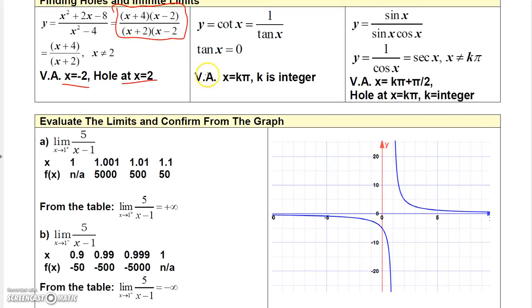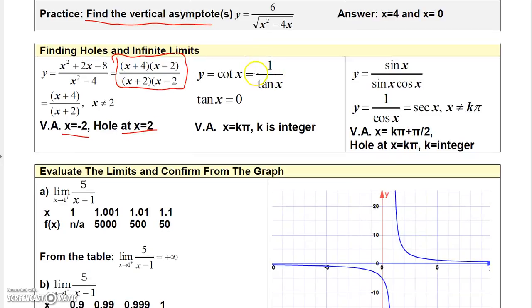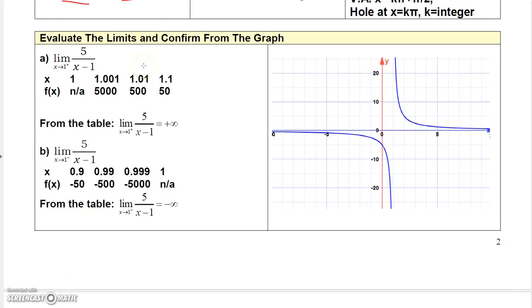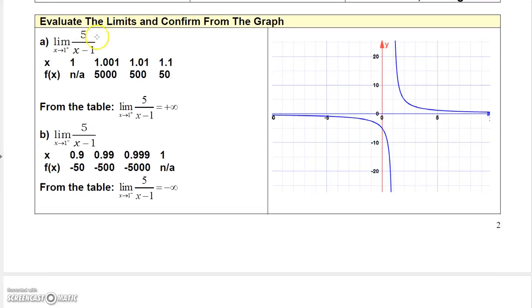Okay. So now this one, you can skip this one. I'm not sure why these got put in here. I should have removed them because we don't do trig. Okay, so now the way you evaluate limits, let's evaluate the limits and confirm it from the graph.